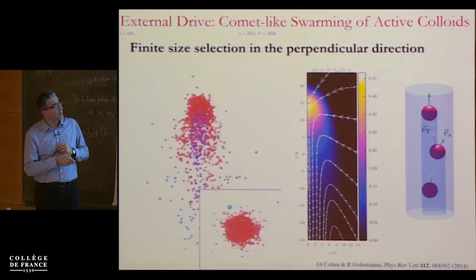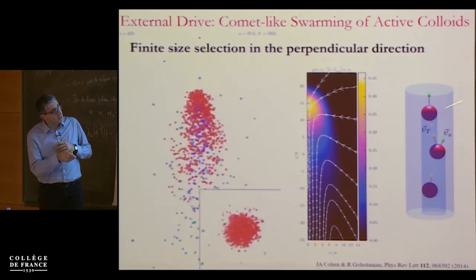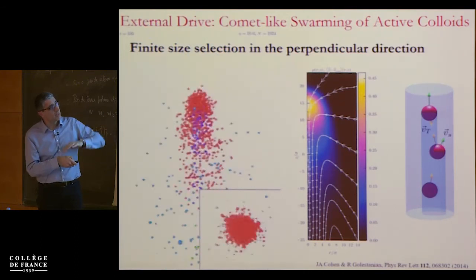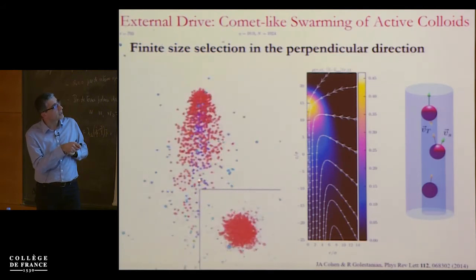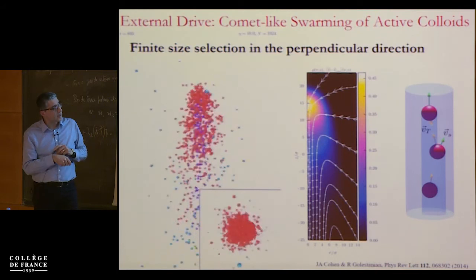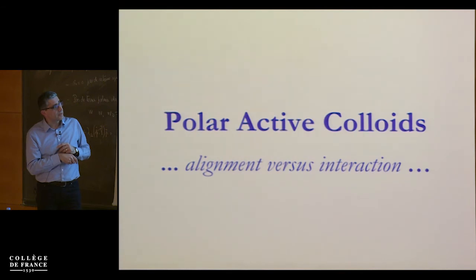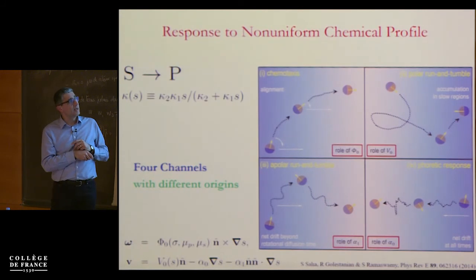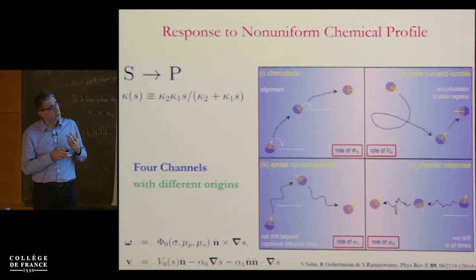You can also have swarming of these colloids. For example, if you don't break the symmetry at the level of the colloids, but you guide them from one side by shining some light, you will create a swarm because of the attractive interaction, which selects a well-defined size. And then there will be fluctuations around that. If you have polar particles, that's more complicated because you now have a number of ways to couple the gradient of concentration to the activity of the particle.